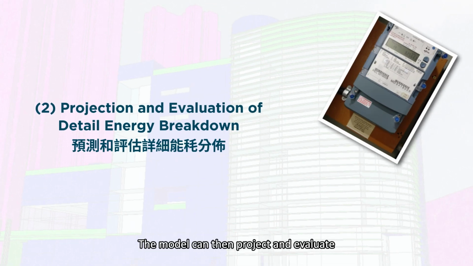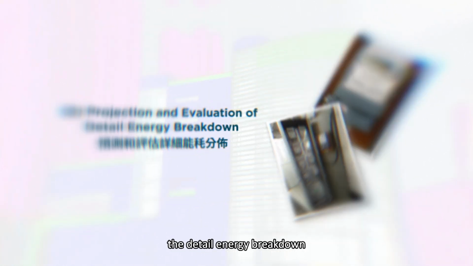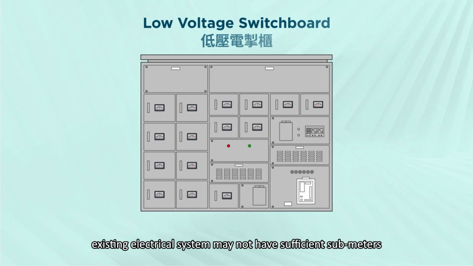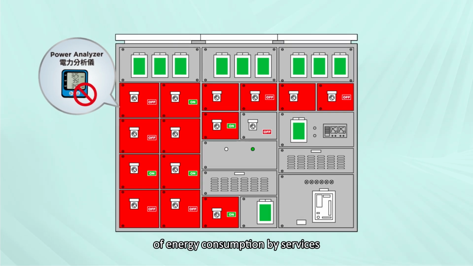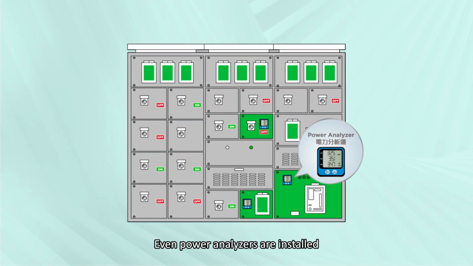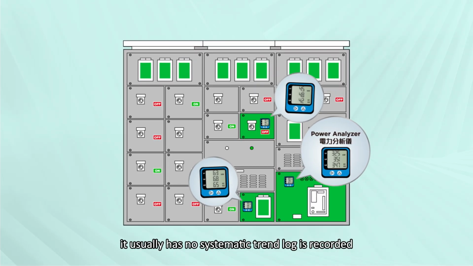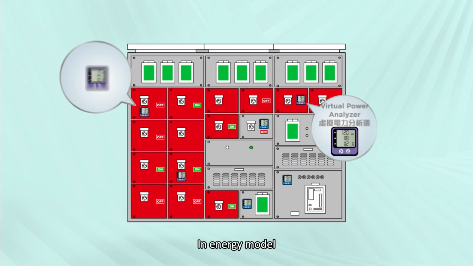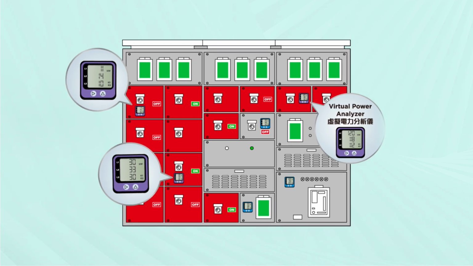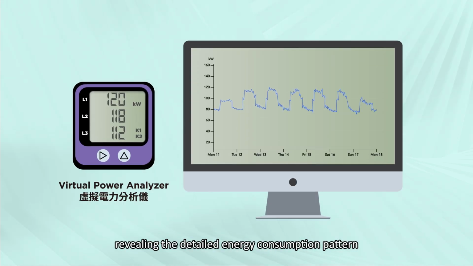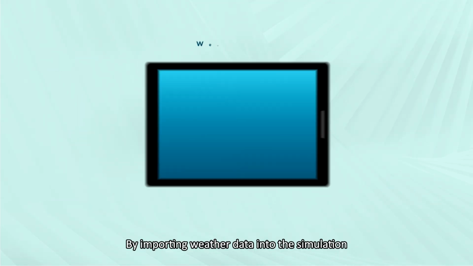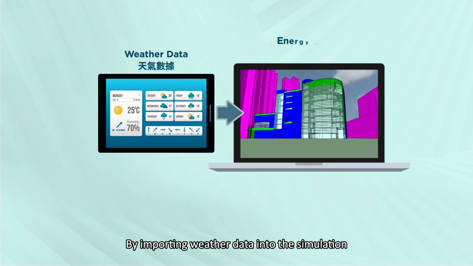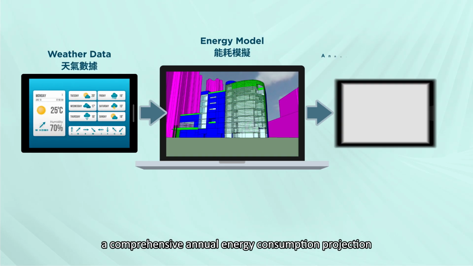The model can then project and evaluate the detailed energy breakdown. For aged buildings, existing electrical systems may not have sufficient submeters to provide a detailed breakdown of energy consumption by services. Even if power analyzers are installed, they usually have no systematic trend log recorded. In an energy model, virtual submeters can be assigned to each equipment, revealing the detailed energy consumption pattern, which can then be projected for investigative usage and power consumption pattern.